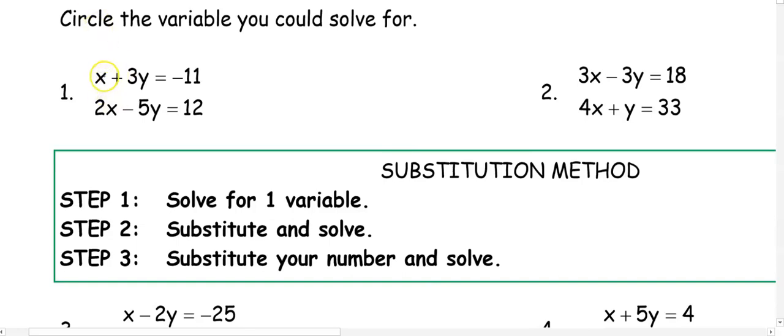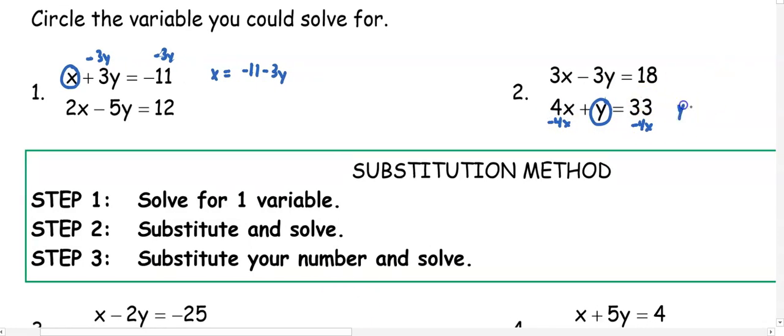So in number 1, we would solve for x by moving the 3y to the other side. And then we would have our isolated variable. If I subtract 3y from both sides, now this looks like an equation that we would have used yesterday. In number 2, the y in the second equation has a coefficient of 1. So when I subtract 4x from both sides, this would have looked like an equation we would have used yesterday. So we're just adding in one more step of having to get a variable by itself first.